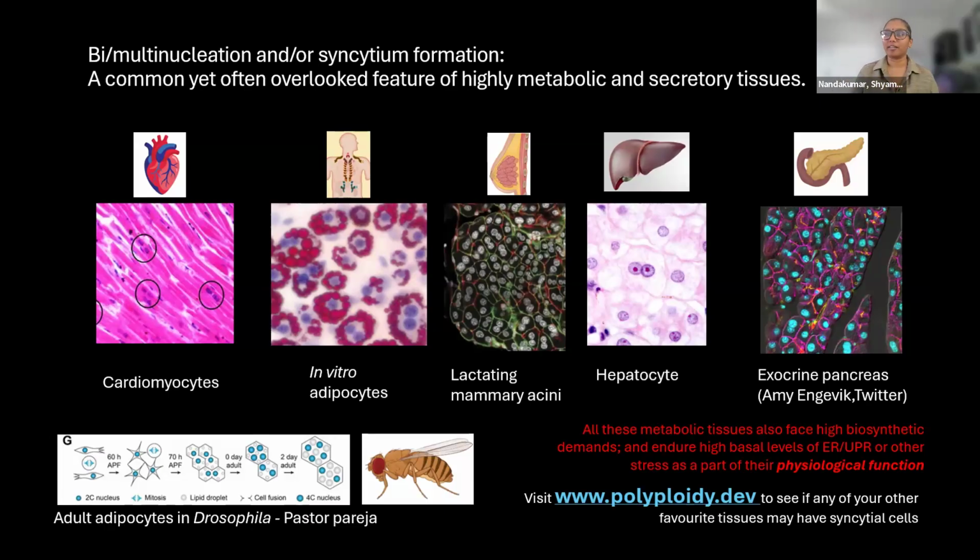There are famous examples here, like the cardiomyocytes and mammary glands that are actively lactating. And another interesting thing I'd like to leave you with is that the adult fat body of Drosophila emerges from a completely unknown set of progenitors, but is also a tissue that has binucleate and tetranucleate cells. And so the need for Drosophila adipocytes to have multiple nuclei seems to be shared despite differences in tissue function across developmental stages.